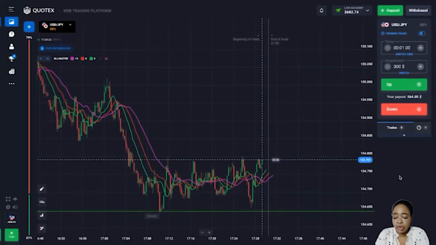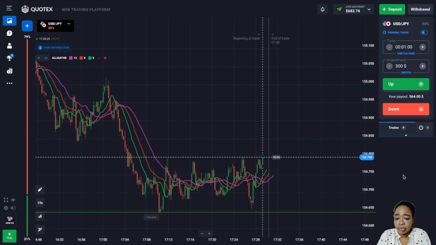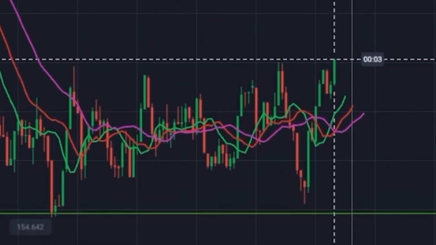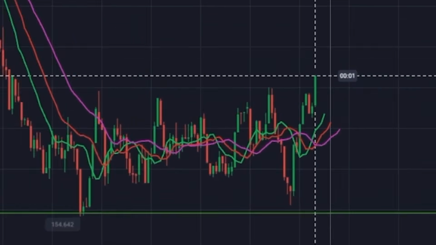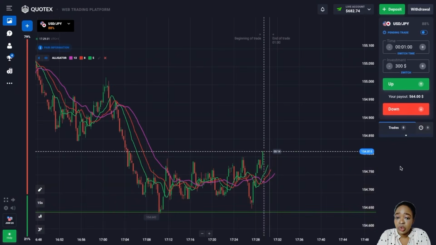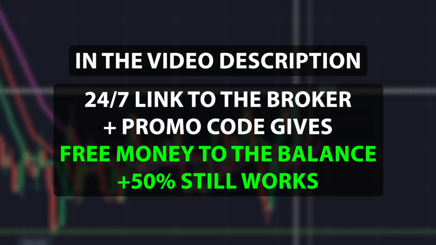Let me continue. Here I'm observing a fairly confident rising price movement. The indicator line confirms the ongoing long-term growth, enough to open a successful 1-minute deal. I'm going to open 2 deals of $300 and see how they will work.